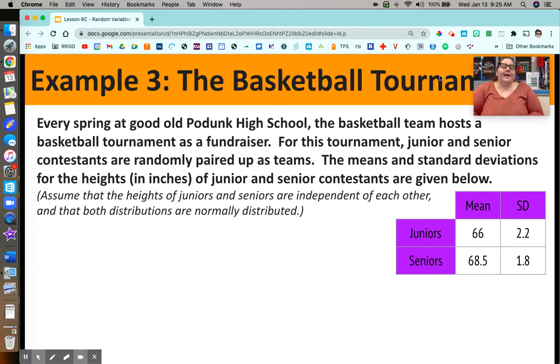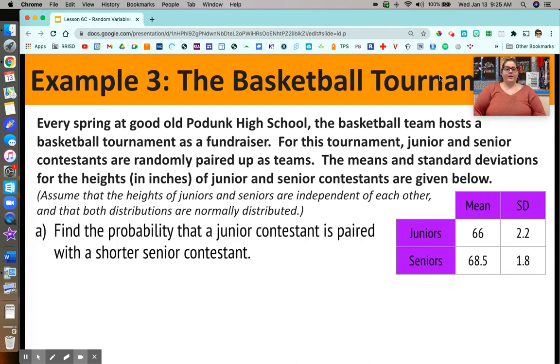And we're going to assume that the heights of juniors and seniors are independent of each other, which is a pretty good assumption, and that both distributions are normally distributed. So we need the independence in order to do any kind of combined standard deviation, and then we need the normal distribution so that I can use the normal model to find a probability, which I will need.